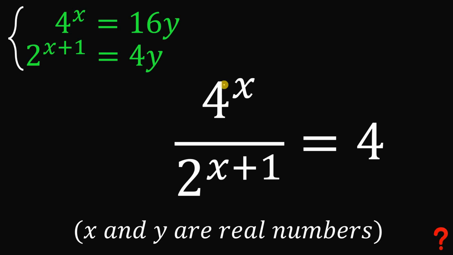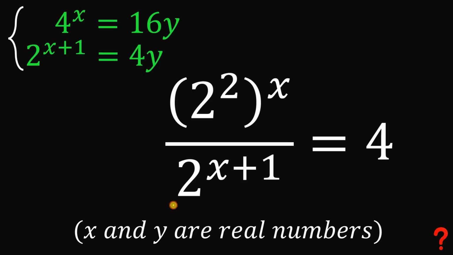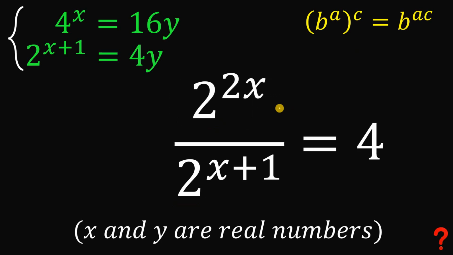And to do that, take note this 4 can be written as 2 raised to the power of 2. Now, why do we do that? Because on the denominator, we have a base of 2. Alright? Now, using some laws of exponent, take note when we have b raised to the power of a raised to the power of c, this can be written as b raised to the power of a times c. So, 2 raised to the power of 2 raised to the power of x can be written as 2 raised to the power of 2x.